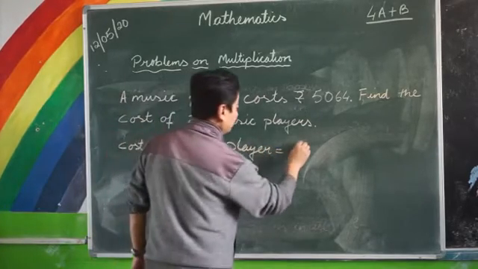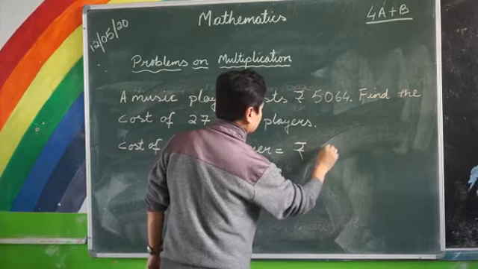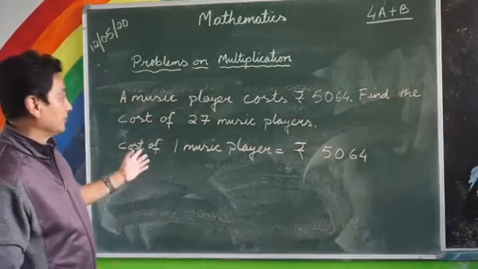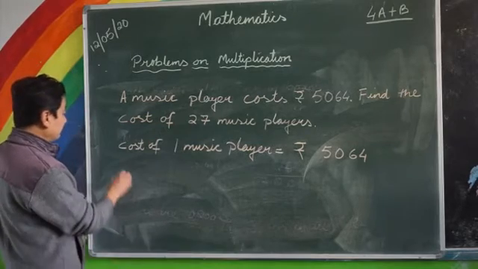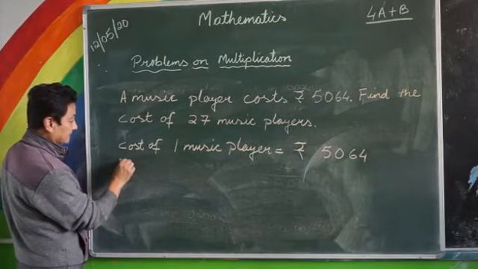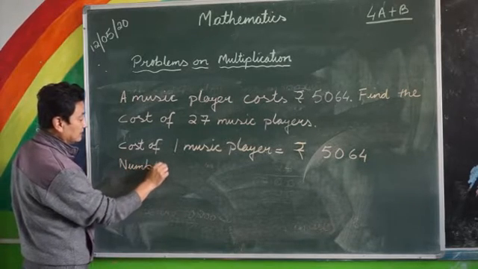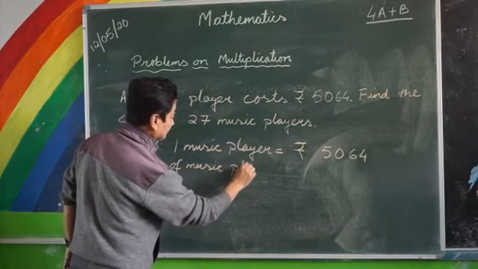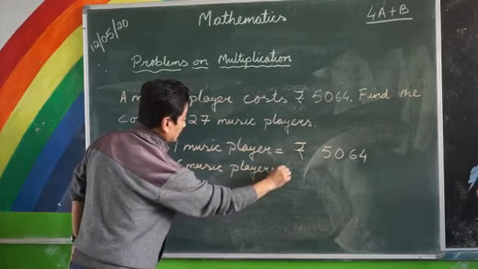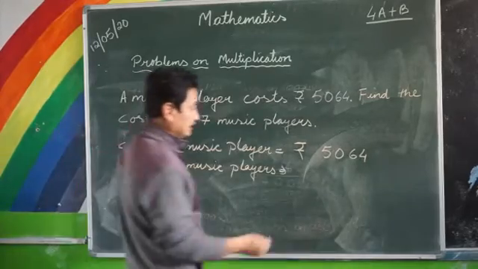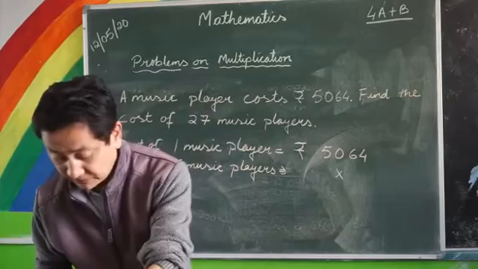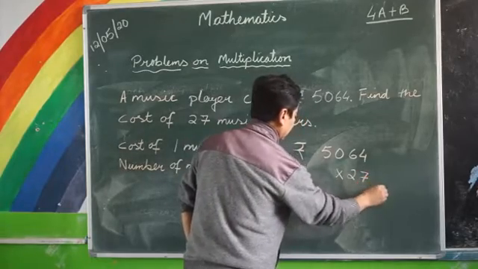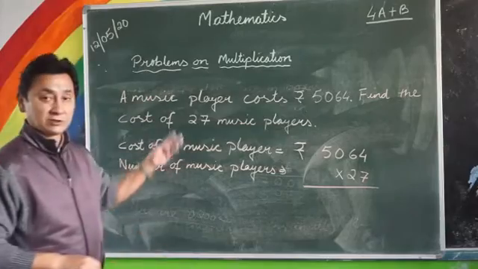How much? Rupees. Let's put rupees. 5,064. And how many are you going to buy? You are going to buy 27. Number of music players, can you write that? Okay. Number. How many means number? Number of music players. How much? 27. So let's erase that. Multiply by, let's use a different chalk. 27. Okay, let's try that now. You understood this. Very good.